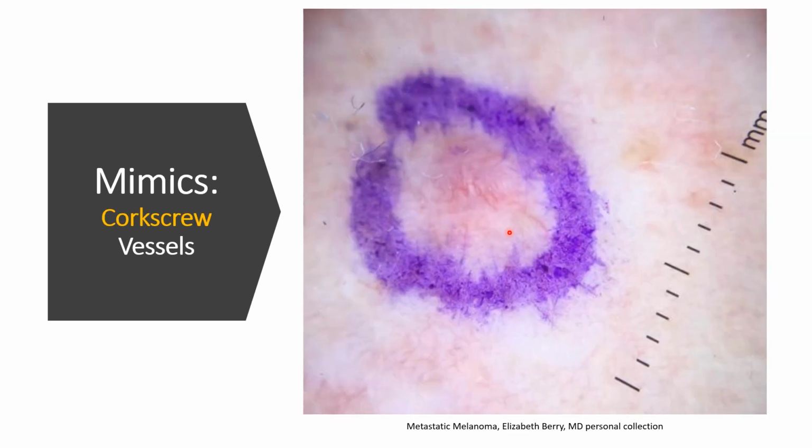Although the vessel here is sharply focused, this is actually a corkscrew vessel, which is a variant of one of the polymorphous vessels of amelanotic and hypomelanotic melanoma, and often indicates a melanoma metastasis.